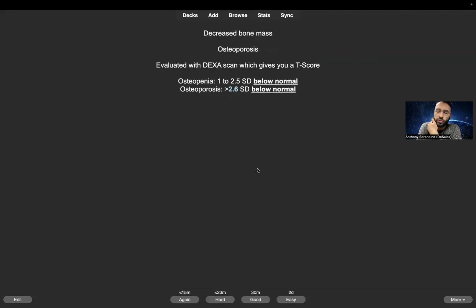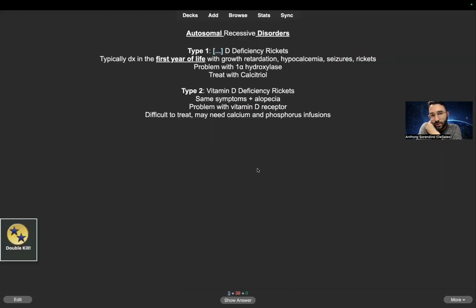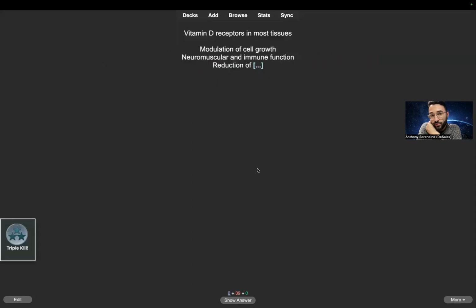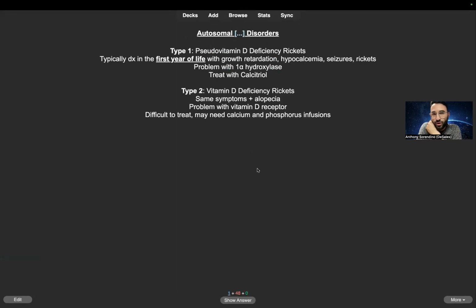So 126 is glucose, right? For glucose intolerance. Well, no, that's like 100 to 125 for diabetes. So both, I don't know. They're both 26. Type 1 pseudo. So everything but alopecia. I think it was like seizures, growth retardation, reduction of free radicals, inflammation. Ah, okay. Autosomal recessive?